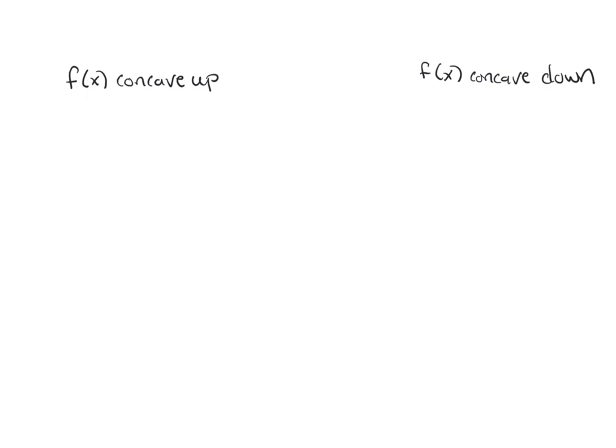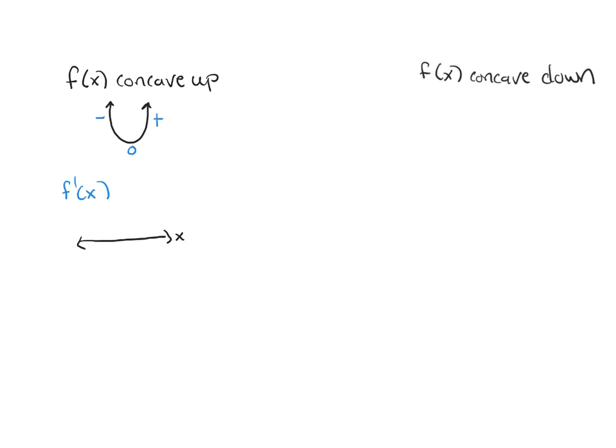Okay, so let's start with an f of x concave up graph. So I'm just going to sketch a concave up graph. So I want you to think about the derivative graph. The derivative graph is describing the slope of f of x. So it is decreasing, it's 0, and it's increasing. So it's negative, 0, positive.